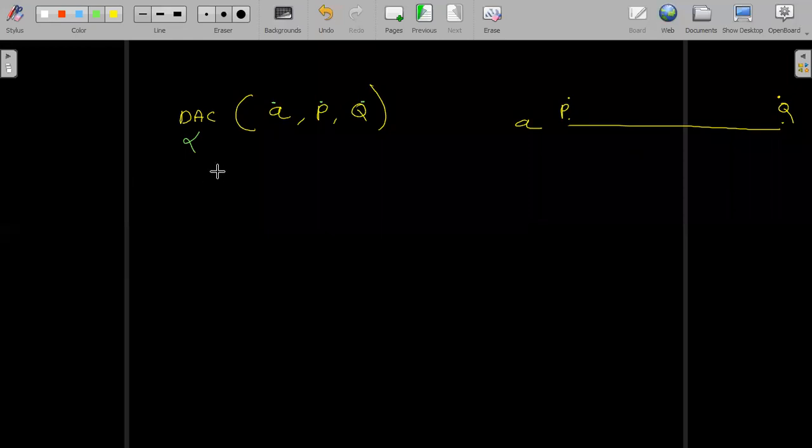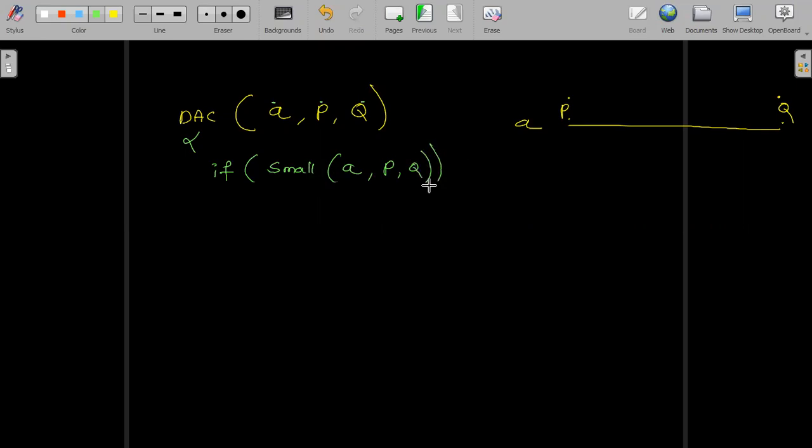That is, if small, array A, index P is the starting index and the ending index is Q. And you ask me, sir, why have you written small here? Small is a function; it will indicate whether the given array is small or big.